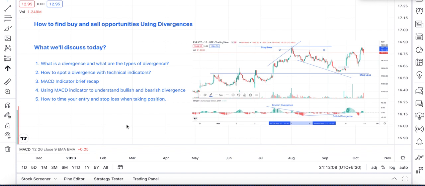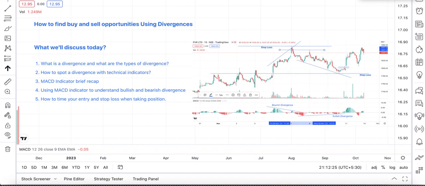And then we'll discuss how you can combine this to understand bullish and bearish divergences in the market, and how you can take entry into a particular stock and set up a stop loss to avoid losses in case your position backfires.